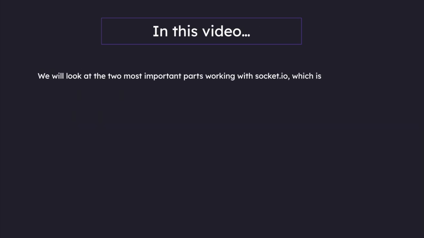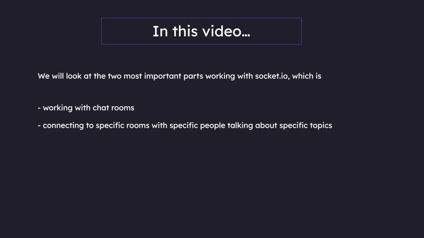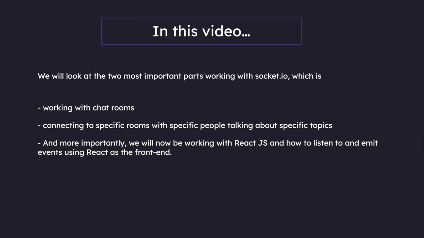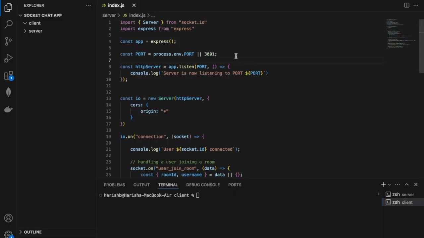So in this video, we will look at the two most important parts of working with Socket.io, which is working with chat rooms. We will allow users to connect to specific rooms with specific people talking about specific topics. And more importantly, we will be working with React.js and how to listen to and emit events using React as the front end. So let us now jump into writing the code for the server as well as the client.